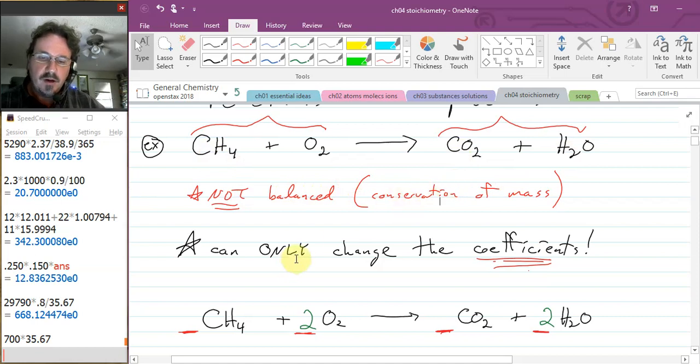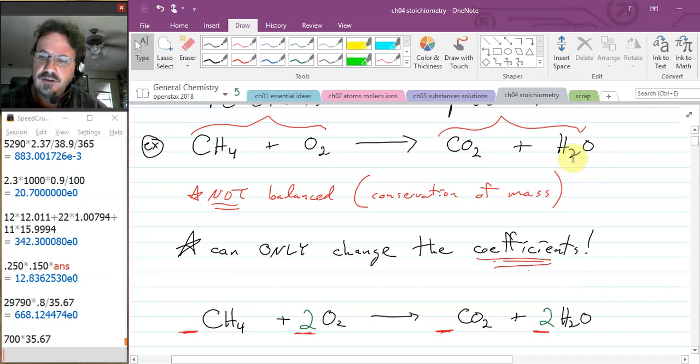All right, and so here's one rule. You can only change the coefficients, that is to say the numbers out in front. So for example, if we look at this, I see 1 carbon here on the left, 1 carbon on the right, so that's okay. I've got 4 hydrogens here on the left, only 2 on the right. So I need to increase this. I cannot just take this 2 and change it to a 4 because I wouldn't have water anymore. H2O is water, not H4O. H4O is some nonsensical thing that doesn't even exist.